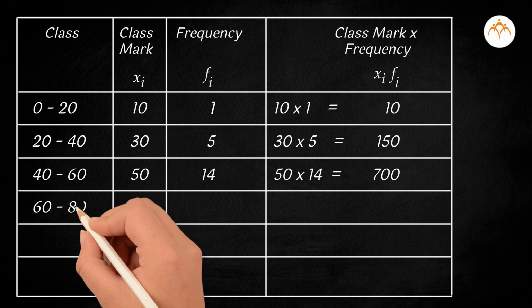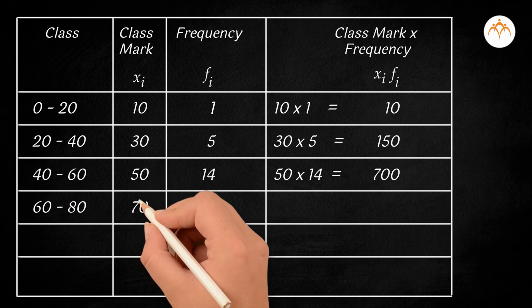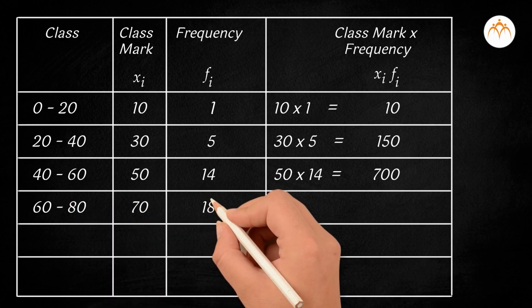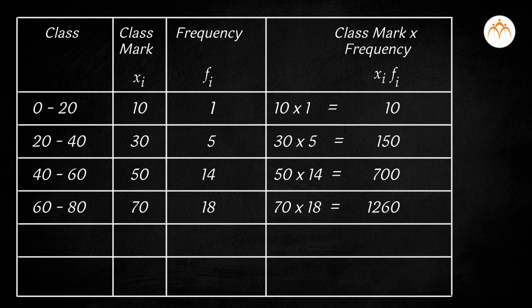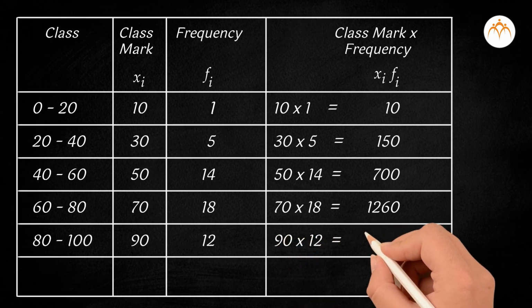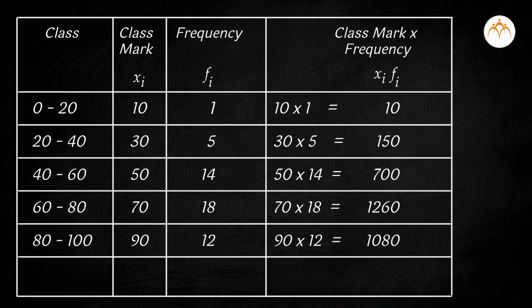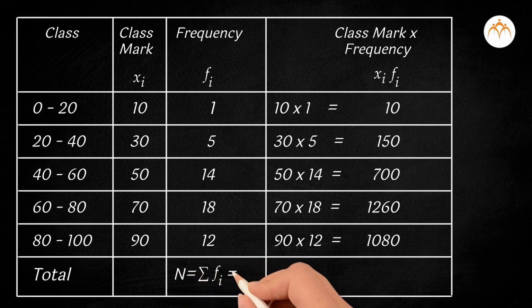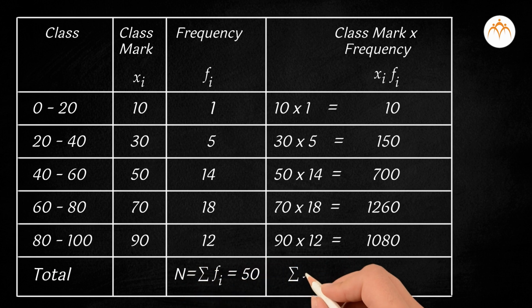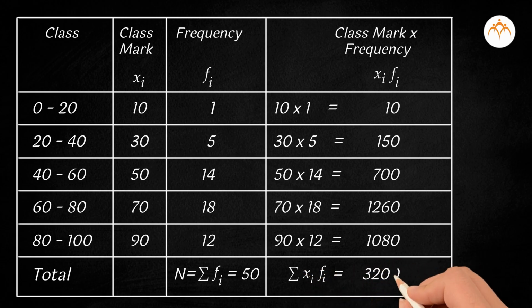Class 60 to 80, class mark is 70, frequency is 18, 70 multiplied by 18 is equal to 1260. Class 80 to 100, class mark is 90, frequency is 12, 90 multiplied by 12 is equal to 1080. Summation Fi is equal to 50, which is n, and summation Xi Fi is equal to 3200.